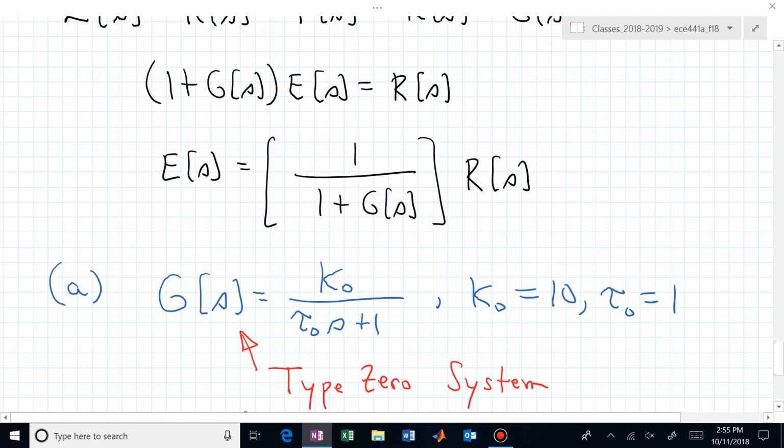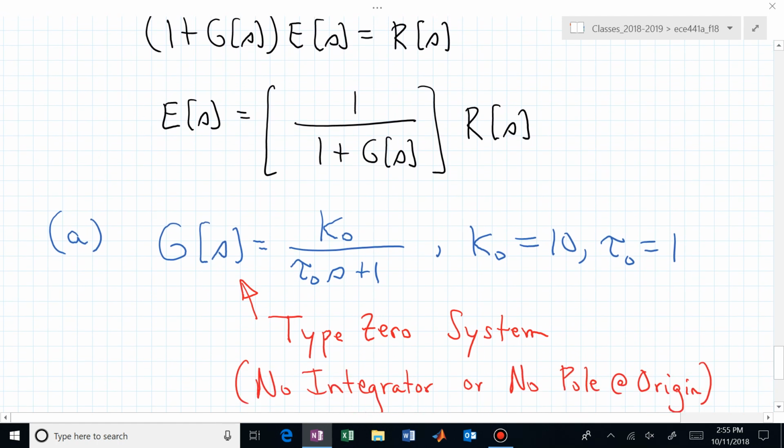Remember our plants or systems that we've looked at in previous lectures. Here our G of S is first order. We have a polynomial that's linear in S in the denominator. We have a gain k sub 0 equal to 10 in the numerator. Our time constant tau sub 0 is 1.